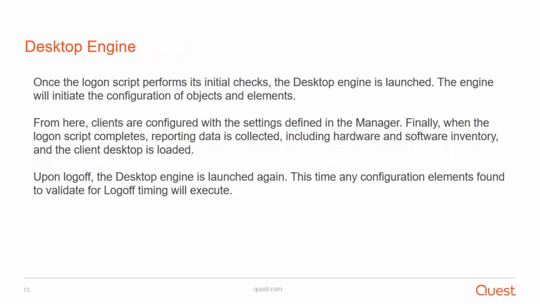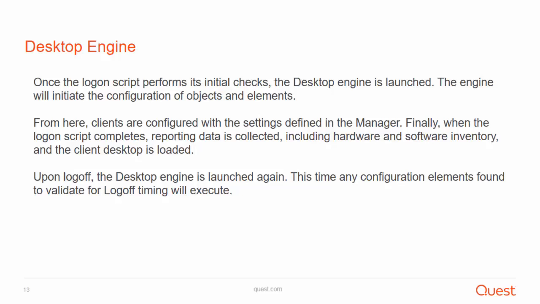Once the logon script performs its initial checks, the desktop engine is launched. The engine will initiate the configuration of objects and elements. First, the global options are applied. User-defined variables are processed and pre-engine custom scripts are executed. If configured, the USB port security and MSI packages components are launched on the client. From here, clients are configured with the settings defined in the manager. Once these settings are complete, the engine will execute post-engine scripts.